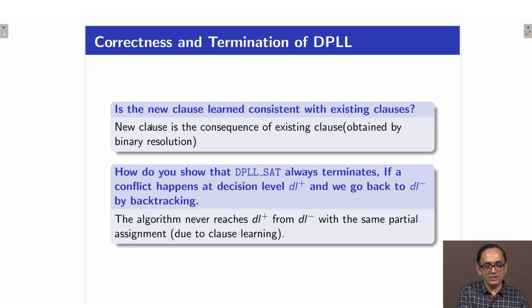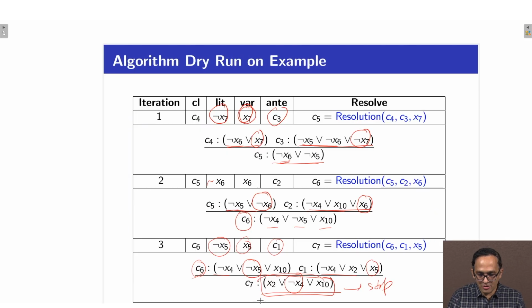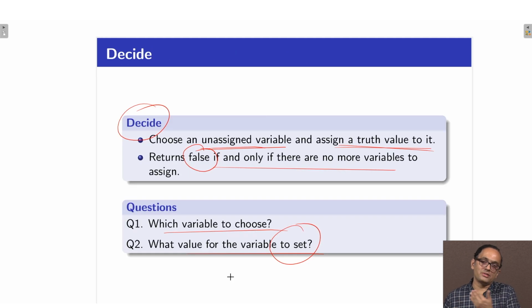So, the first question is whether the new clause that I learned is consistent with the existing clauses, and the answer is obviously yes, because how do I construct this conflict clause? By using binary clause resolution. So, it is a consequence of the current clauses. Whatever I show here, I learned this clause from C1 and C6, C6 I learned from C2 and C5, C5 I learned from C4 and C3. So, effectively this C6 is a consequence of these clauses. So, this must be consistent with my existing clauses.